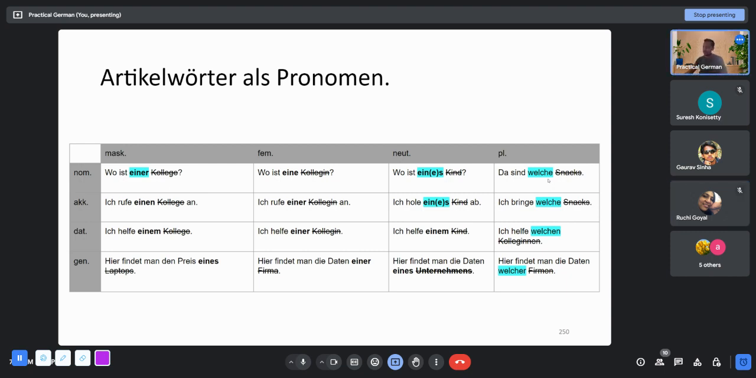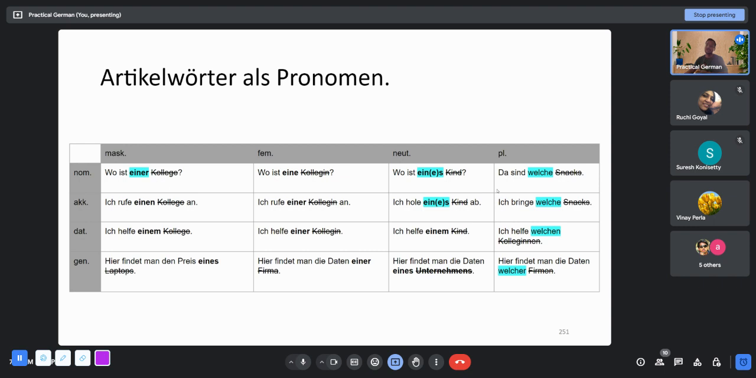More questions? Okay. Does someone really use this "das sind welche" in normal speech? Yeah, you'll hear this. Please notice how Germans talk. You will hear this all the time. Normally "welche" is a question form, but here it's not a question. It's like a pronoun.